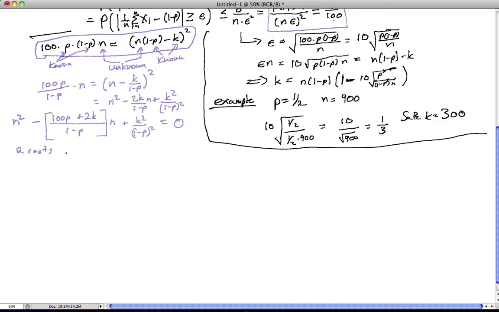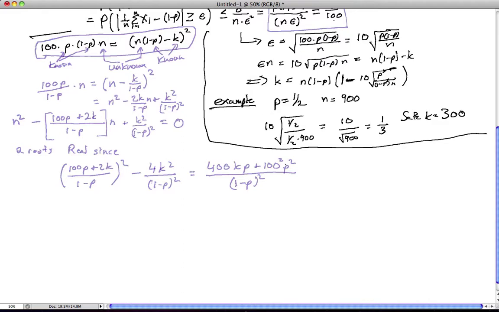First thing we notice is they're going to be real. Why are they real? They're real since if you look at the discriminant of this, what do you get? Well, you take this part here and you square it, and you subtract 4 times this. The common denominator here is going to be 1 minus p squared for both of them. And here you're going to have a 4k squared, which is going to be subtracted off by this 4k squared. But the resulting terms are going to be positive. And since the discriminant is positive, the roots are going to be real. If you simplify it out, since k is clearly greater than 0 and p is greater than 0, this whole thing is greater than 0. So we have 2 real roots.